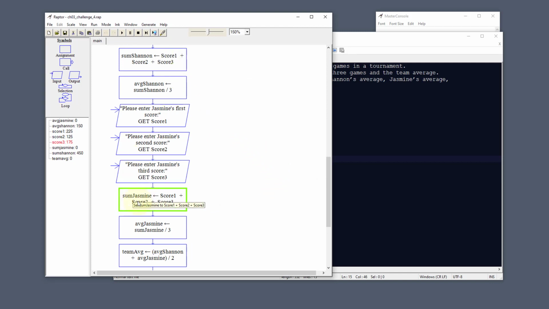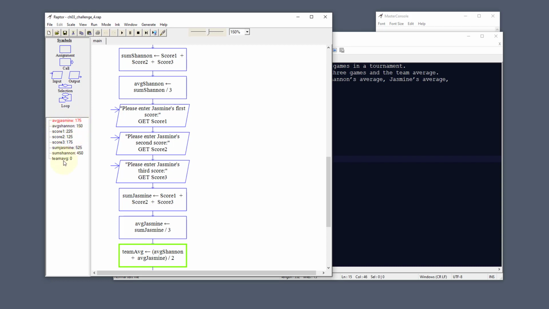And then we're going to do the same thing here with the sum of Jasmine. We're going to set those 3 scores and set the sum. There we go. And now we're going to set the team average based on those two averages, average of Shannon and average of Jasmine.